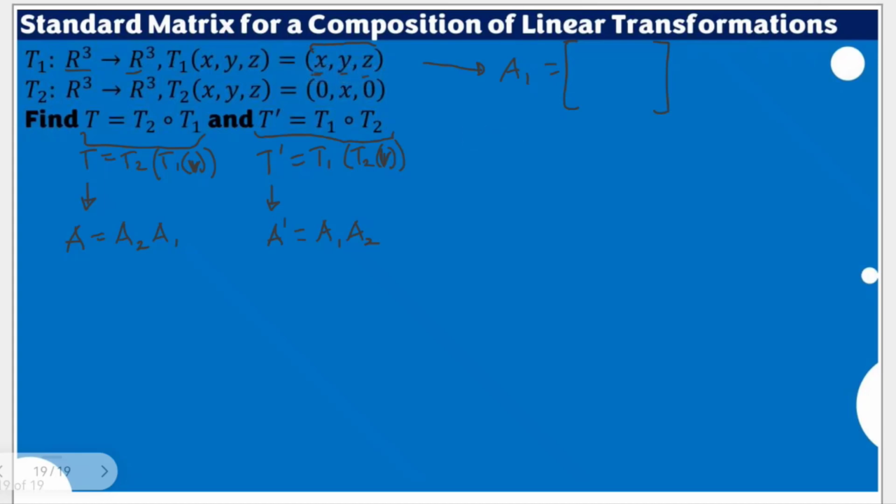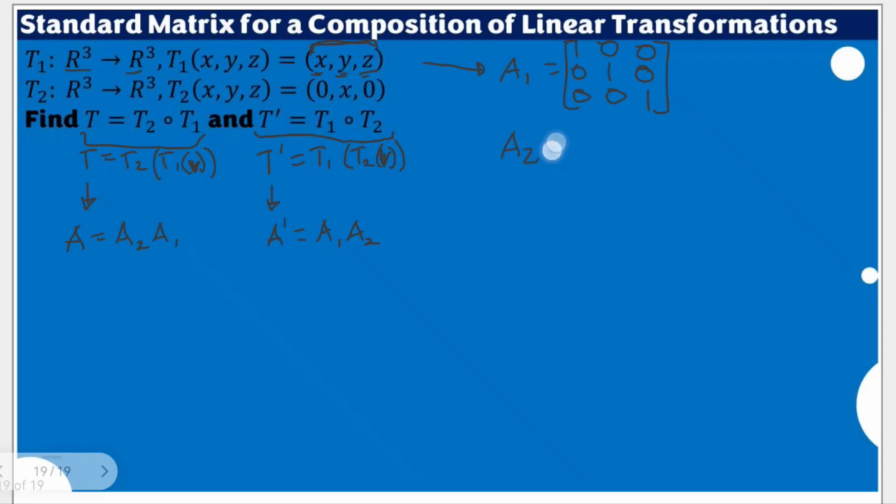For the first entry, we only have x, so that's 1x. We don't have y, we don't have z. Next is y: we don't have x, we have 1y, we don't have z. And for the third entry, z: we don't have x, we don't have y, we just have z. That's the matrix representation of this linear transformation.